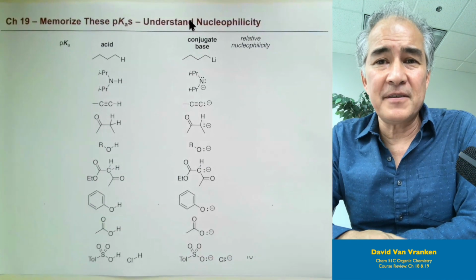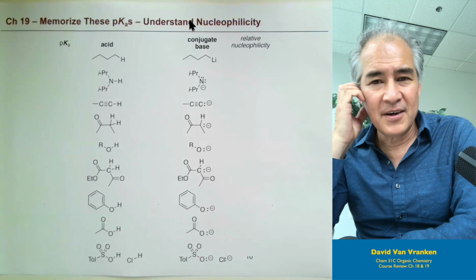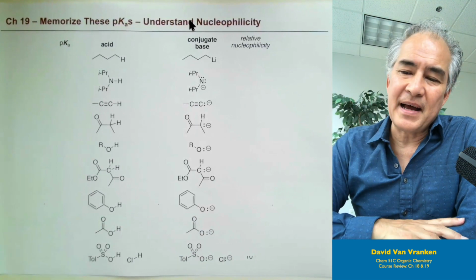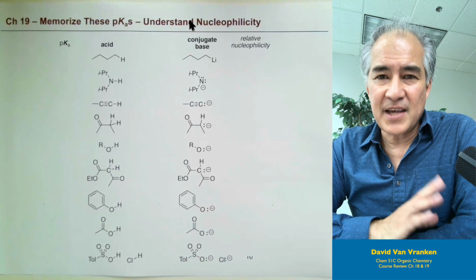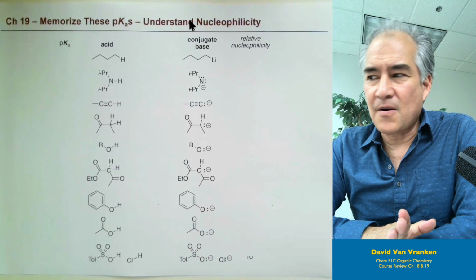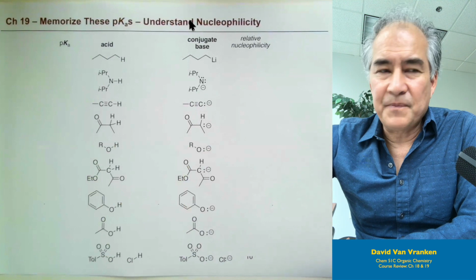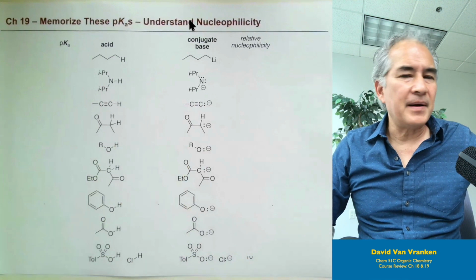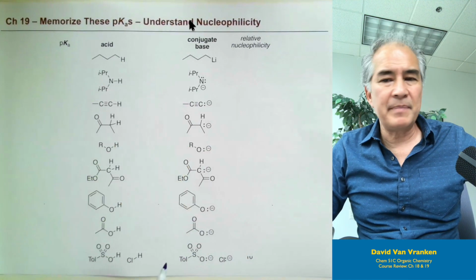After the Friedel-Crafts chapter, there was this chapter on the acidity of OH compounds. And just in general, there's a set of pKas that I expect you to know. I expect you to know those numbers numerically. I expect you to know the rank order for those compounds.